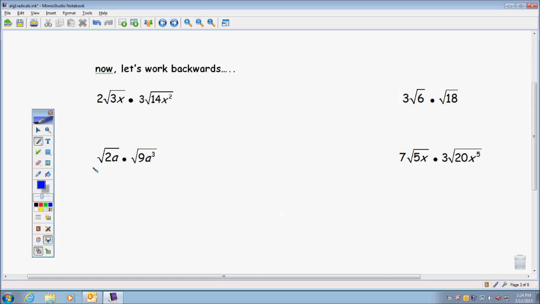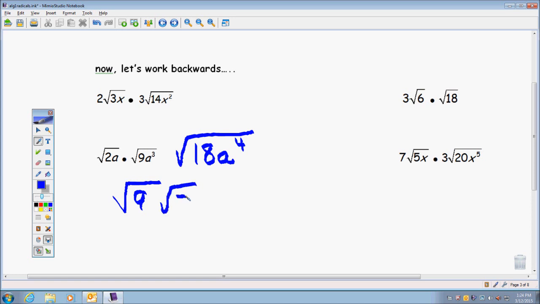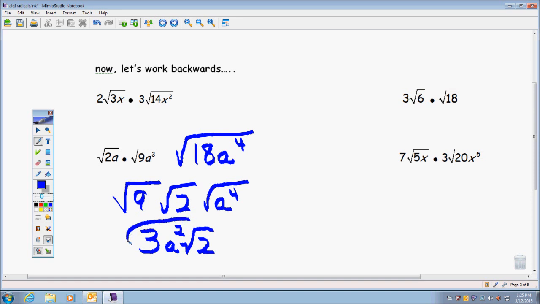Okay, this one here. We can multiply radical times a radical. 2 times 9 is 18. A times a cubed is a to the 4th. So we're going to break this down the right way into 9 and 2 and a to the 4th. Square root of 9 is 3. Square root of a to the 4th is a squared. And then what we have left over is radical 2. Sorry, I can't write my radical signs too well. And then there's your answer.